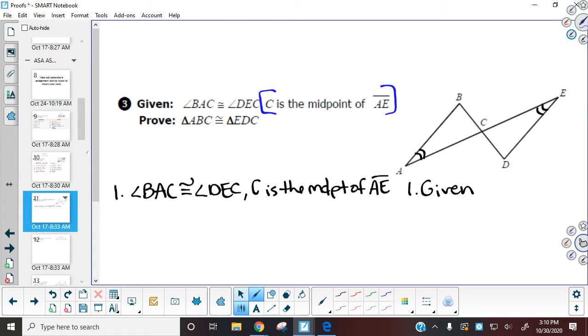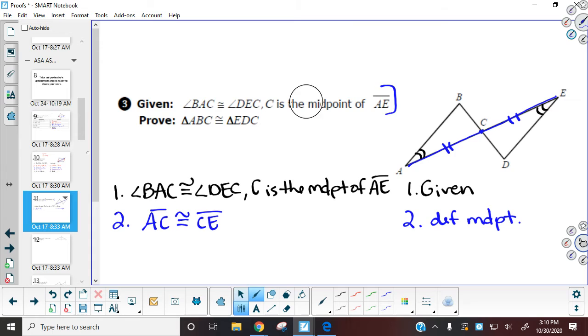So again, C is the midpoint. So if C is the midpoint, what can we conclude from that? We have to be careful, C is the midpoint of AE. So if I look here, what can we conclude? Well, if C is the midpoint, we're going to get two congruent segments from that. So we've got here and here. Again, the word midpoint told us that. It's the definition of midpoint. And now that's all the information we can get from our given.